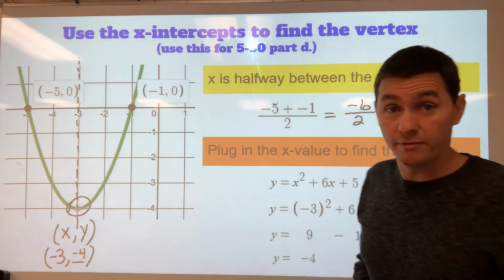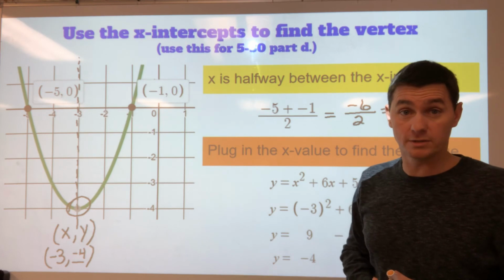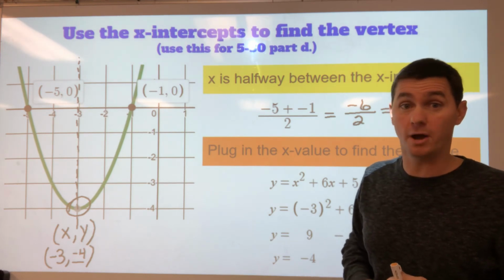We've answered both our essential questions. Use the x-intercepts to find the vertex, and we find our x-intercepts by using the zero product property and then factoring.